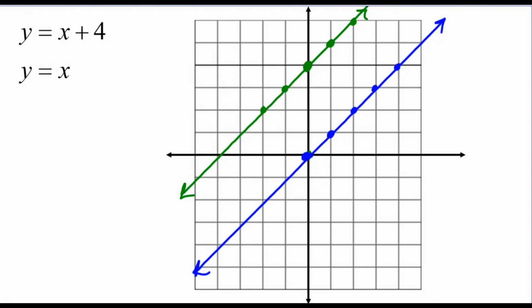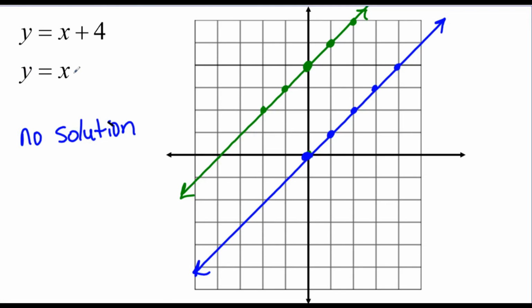Where are these lines going to cross? Well, they're not. They're parallel. So these lines will actually never cross. So what do we say when we run into this situation? Pretty easy. We say there is no solution. There is no set of ordered pairs that will make both of these equations true at the same time.